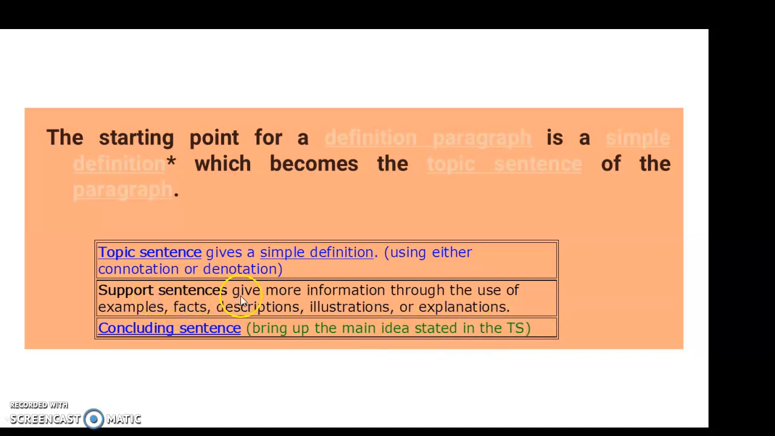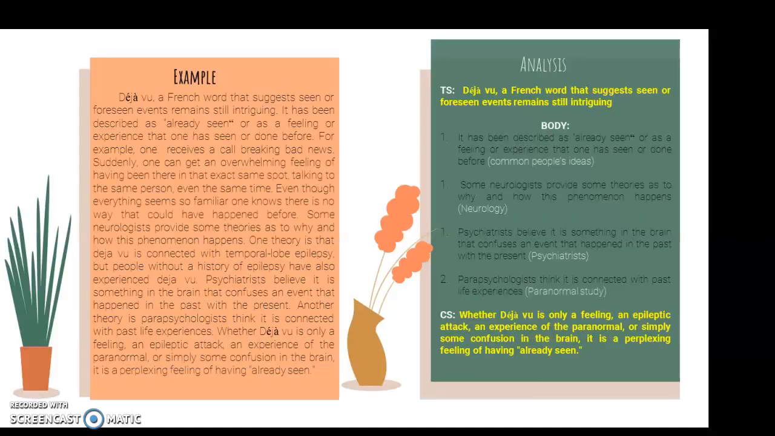Then we go through supporting sentences, which give more information through the use of examples, facts, descriptions, illustrations, or explanations. You need to develop the supporting sentences so well that the topic sentence of your definition paragraph is clearly understood. And finally, the concluding sentence will bring up the main ideas stated in the topic sentence. There's nowhere to stray from the definition because you're defining just one thing, one concept, or one idea.